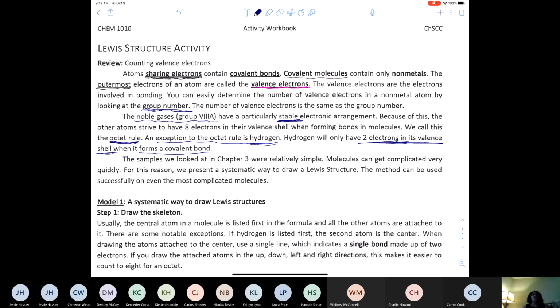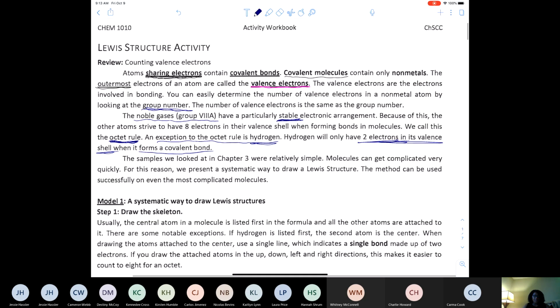We won't be seeing a lot of Lewis structures that have beryllium and boron, not in this chapter, because those elements are metals. Beryllium is an alkaline earth metal, and boron is considered a metalloid. So for this chapter, we're focused on strictly molecular compounds, strictly nonmetals forming covalent bonds.